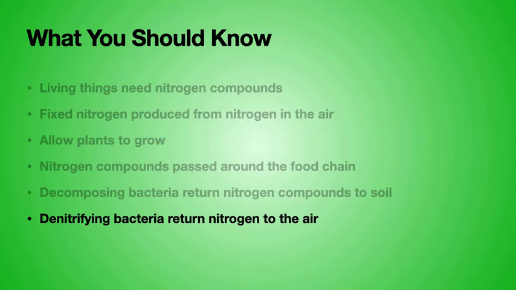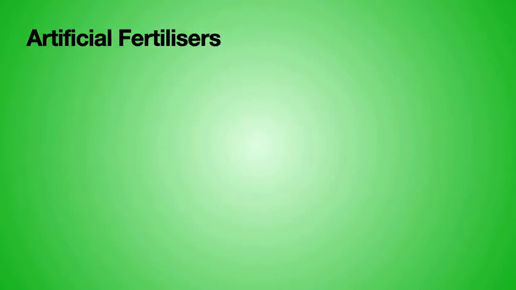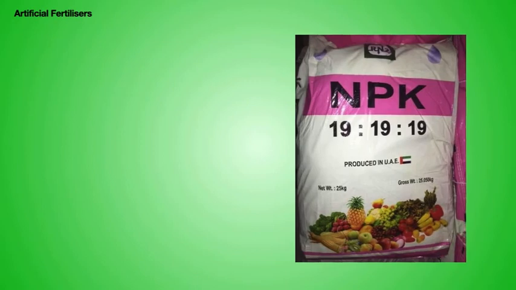Okay, now over the last few hundred years, the human population, the number of people on the planet, has increased enormously. That means the amount of food people need has increased enormously. And that's led to the use of artificial fertilizers. That's man-made fertilizers. An example is this bag here.